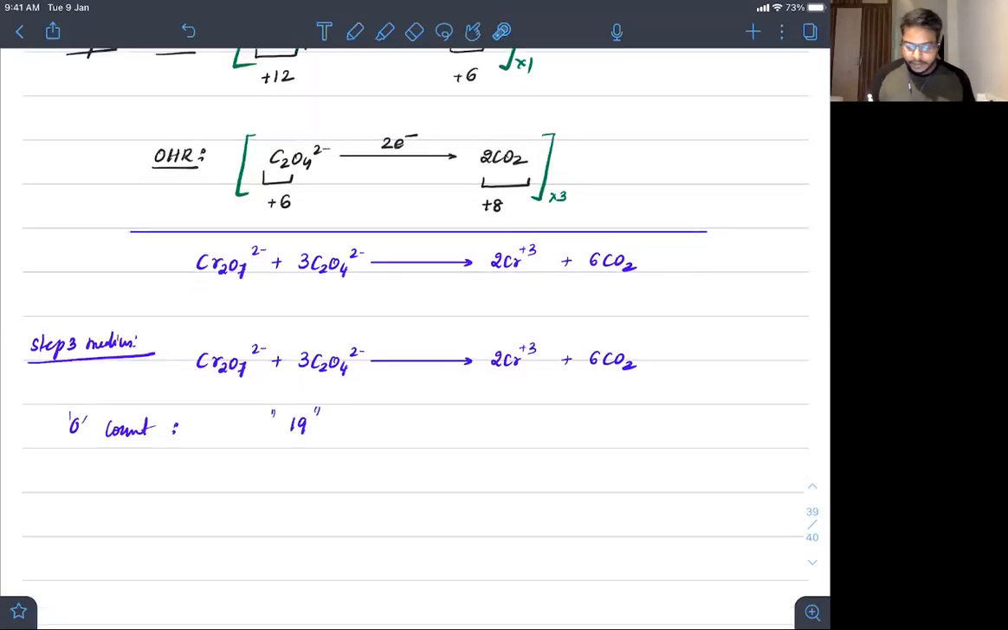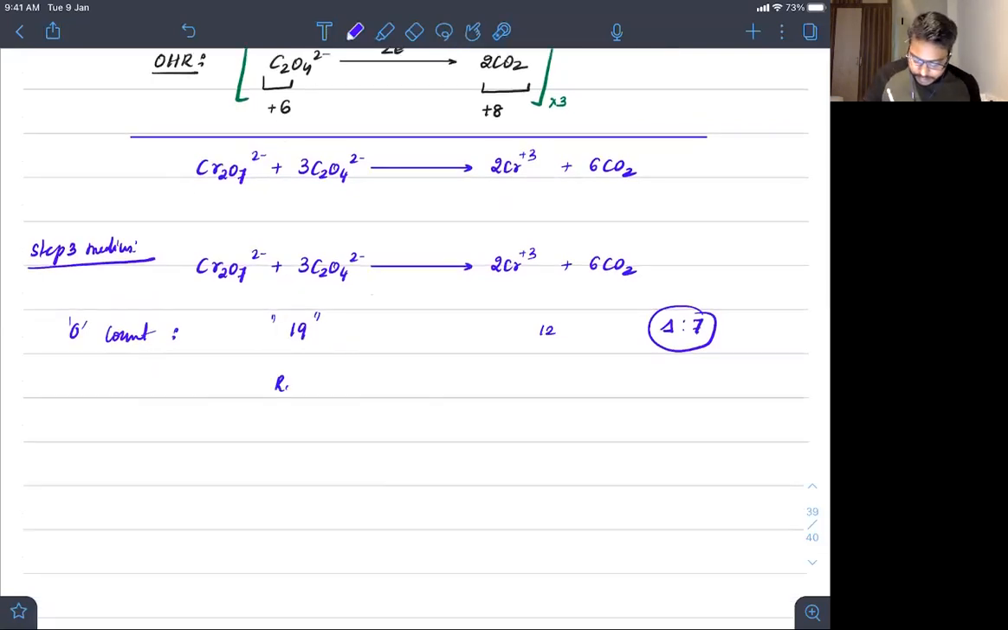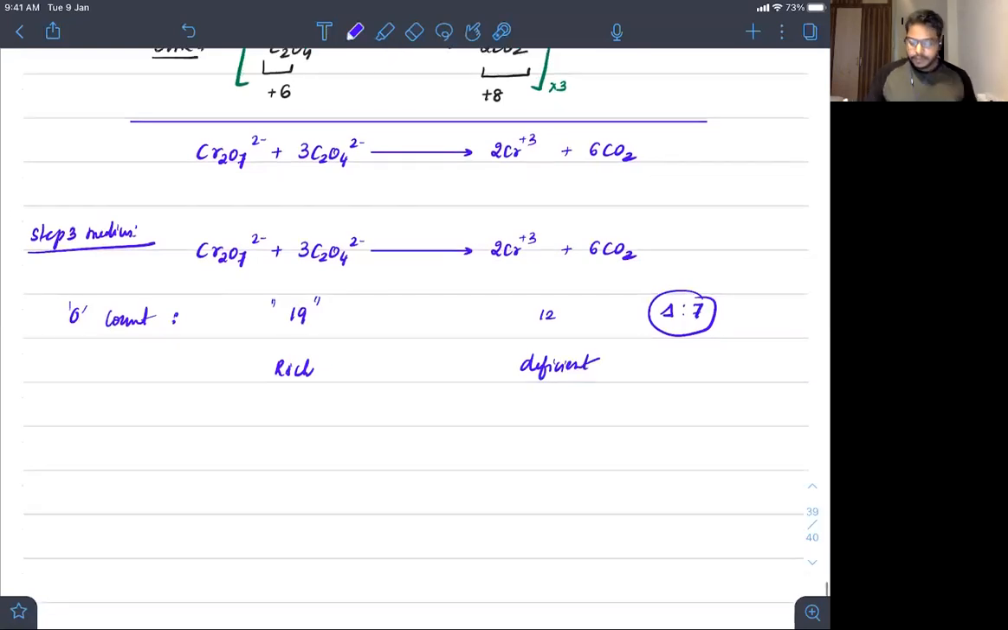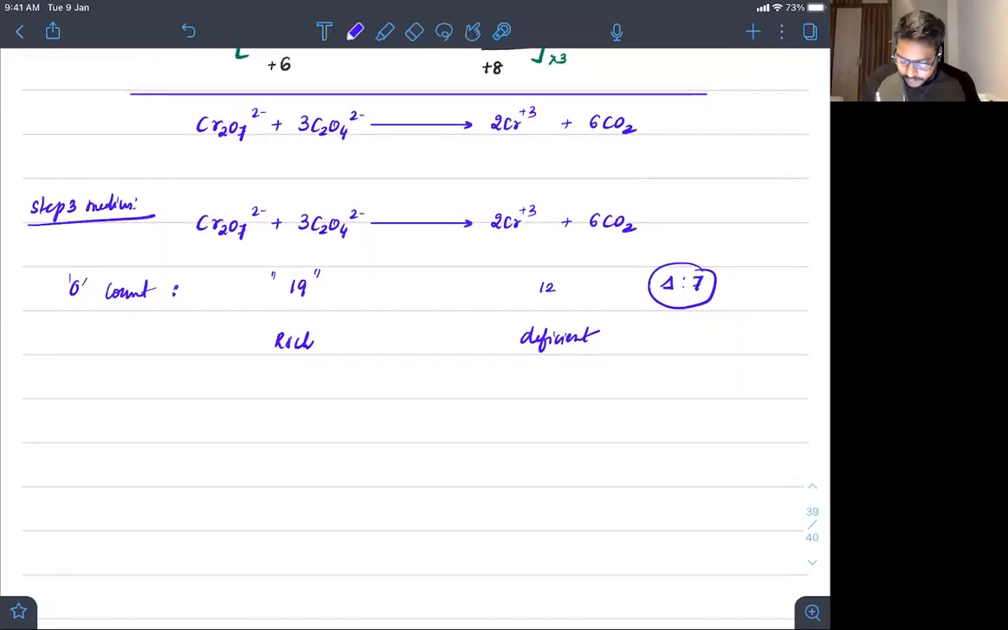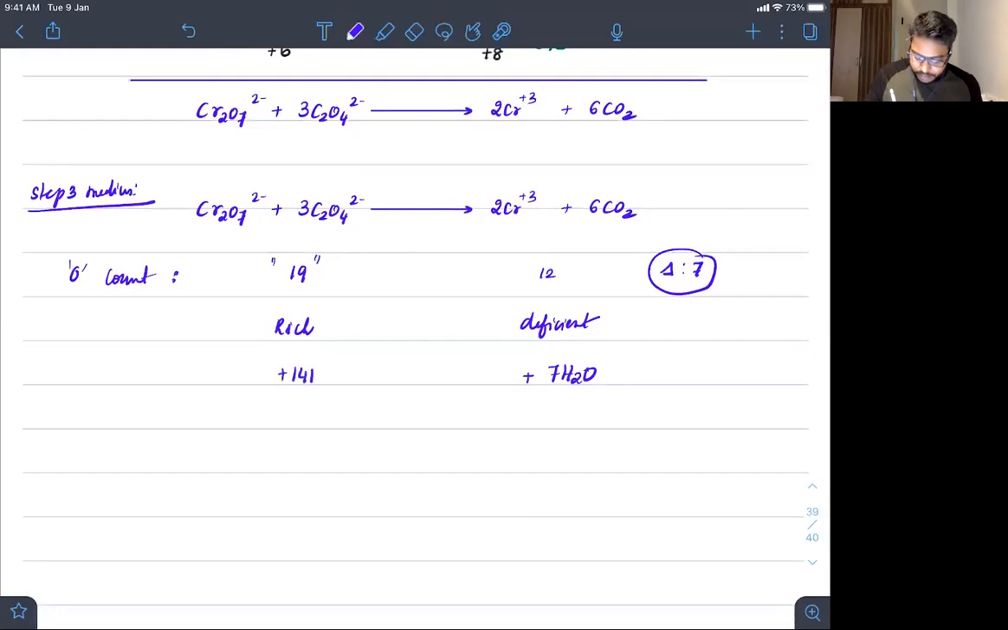Right hand side, 6 2s are 12. So only 12 oxygens. So we have 19 and 12 oxygens. What is the difference? So the difference here is 7. So there are 7 oxygens deficient. This is a rich side. This is a deficient side. So like I said, on the deficient side, always add the difference number with water molecule. So 7H2O. And counterbalance that with 14H plus, which means double the number of H2O.